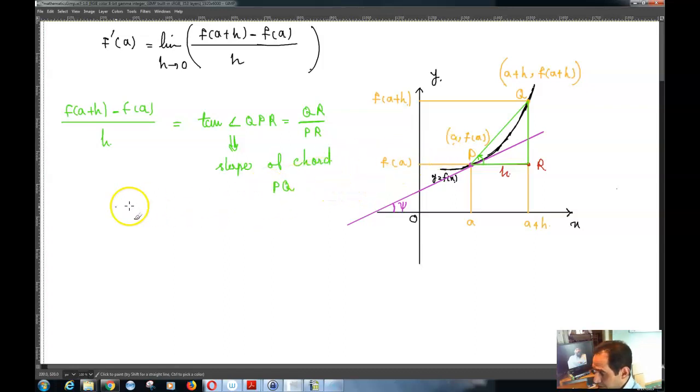Now in the limiting process, as h tends to 0, meaning that as this point gets closer and closer to this point, the point Q tends to the point P. So you can say that the limit of QR to PR as Q tends to P is the same thing as the limit of the same ratio over here, f of a plus h minus f of a over h, as h tends to 0.